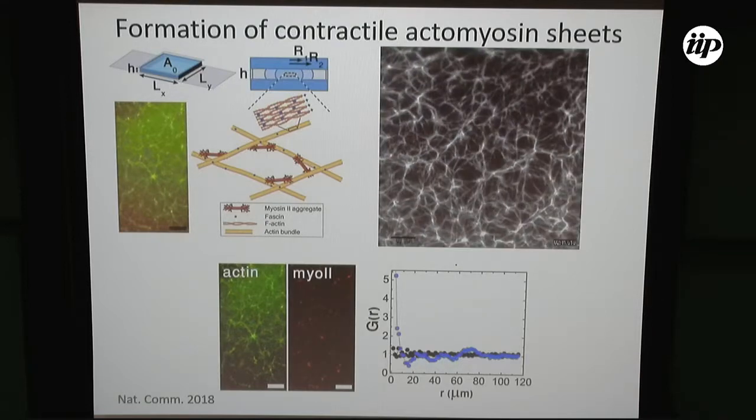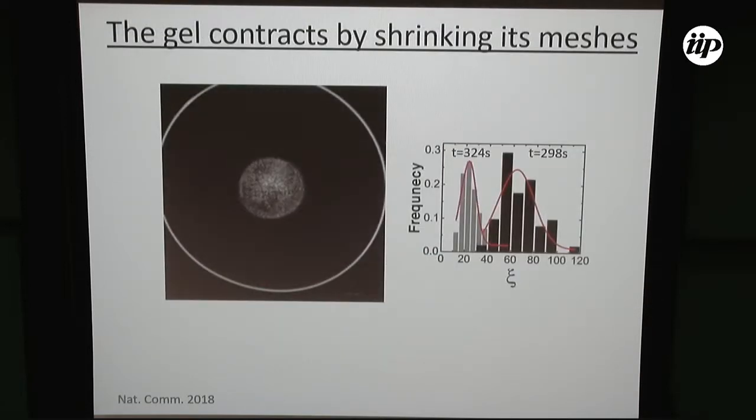Okay, so we generate this type of network, and now what we do basically is, we have these very, very thin chambers. We put a drop of this solution, we let the system polymerize, and after it finishes polymerizing, it starts to contract. So this is basically a drop of this solution. It polymerized, I've shown you just before, you get a very nice network.